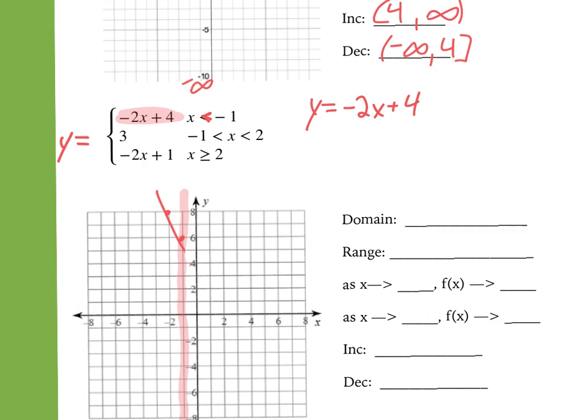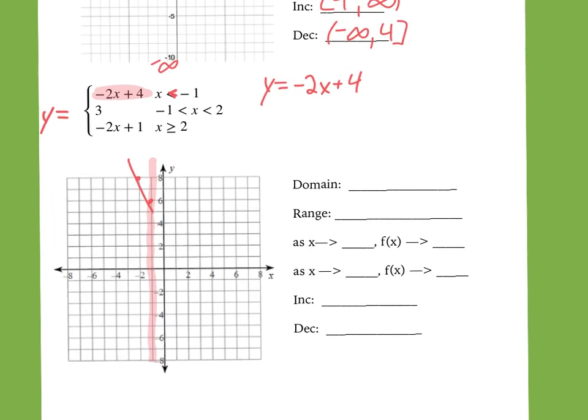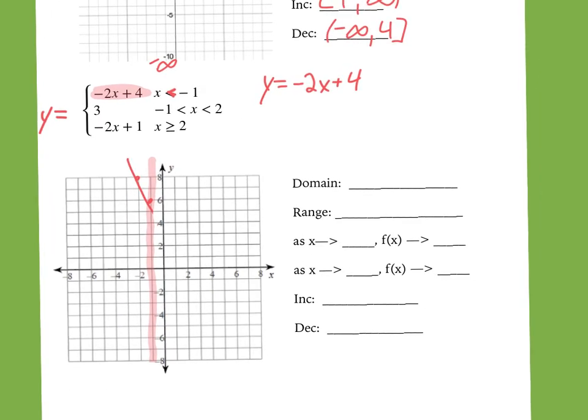Where I have those highlighted marks, you don't really have to draw the highlight, but you can. And I know that this is going to be an open dot. So x is less than negative 1 is where this line exists. Second piece is what? Y equals 3. What kind of line is that? Yep, a horizontal line where y equals 3.